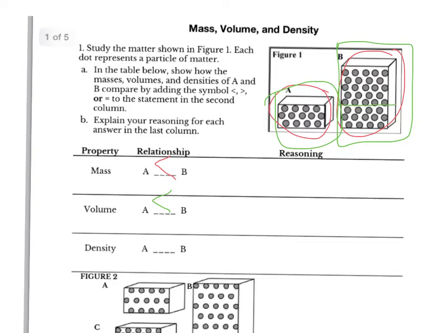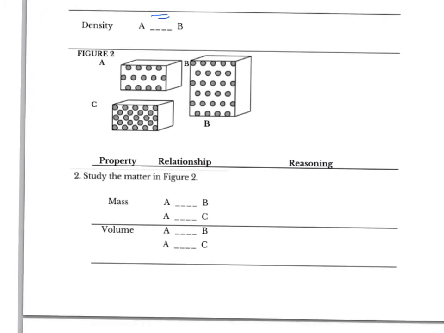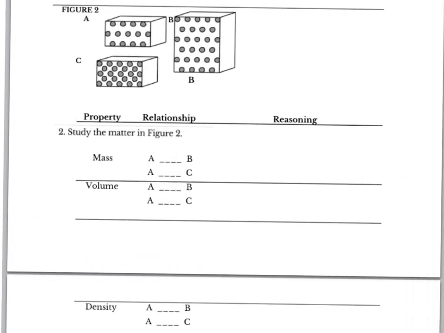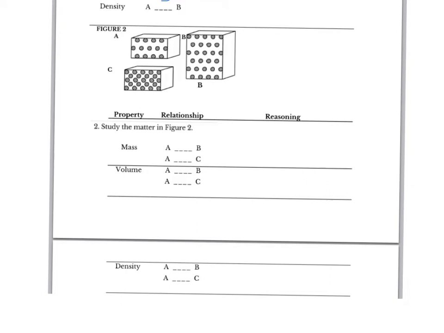So if I were to cut this down, that would be the same size as this. And so as a result, the density of A is equal to B. And then the next part of this says to study the matter in figure 2.